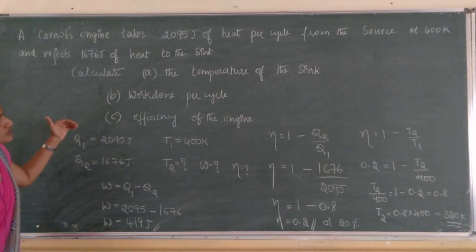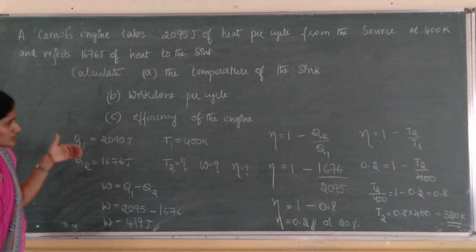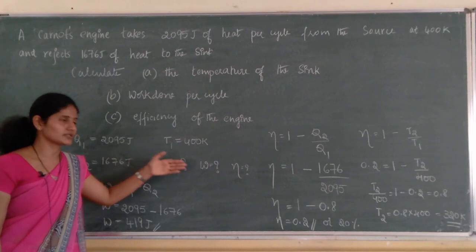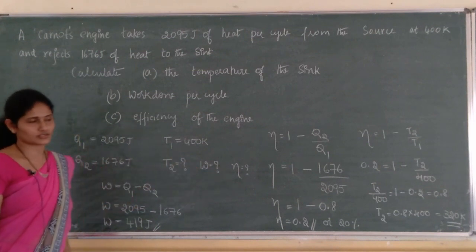Q1, Q2 values are given, T1 is given. So, you have to calculate T2 and then work done and then efficiency. So, take down.